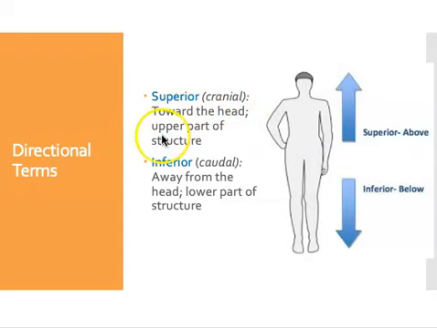Now compare that with inferior, and a similar term is caudal. These terms refer to away from the head or toward the lower part of the structure. As an example, we could say that the thoracic cavity is superior to the abdominal cavity.